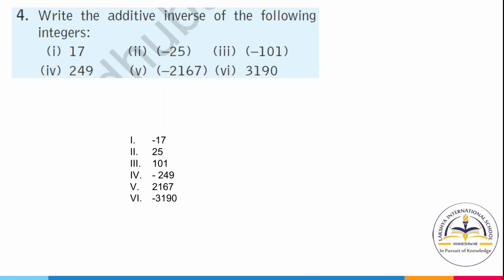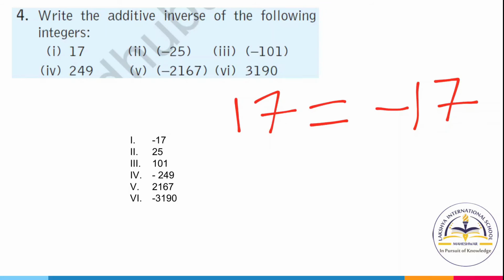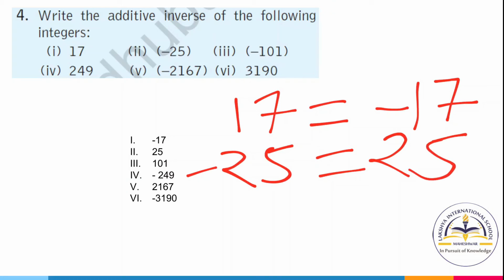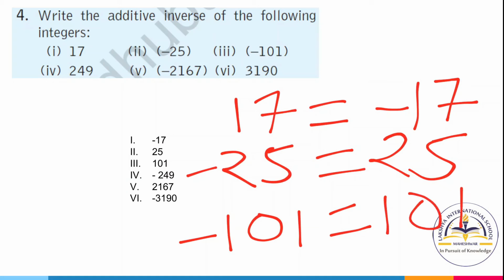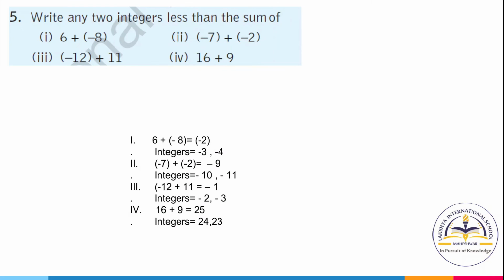Now question number 4, write the additive inverse. Now here suppose our question is 17. Now the additive inverse will be minus 17. If our question is minus 25, the additive inverse will be 25. Minus 101, the answer will be 101. Means if we have a minus value, you have to convert it to a positive value, and if we have a positive value, you have to convert it to a negative value. This is the additive inverse.